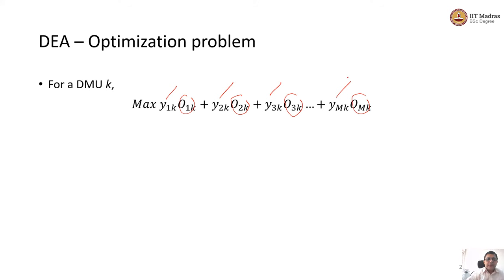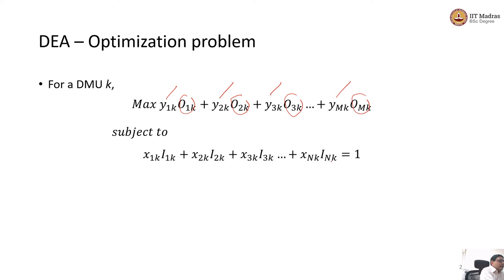How do you normalize the denominator? You normalize the denominator by saying that that's your first constraint. So the first constraint is an equality constraint where you are normalizing the weighted input to 1. So this is input number 1 for DMUK, this is input number 2 for DMUK, this is input number N for DMUK. These are the weights assigned by DMUK to various inputs, right?